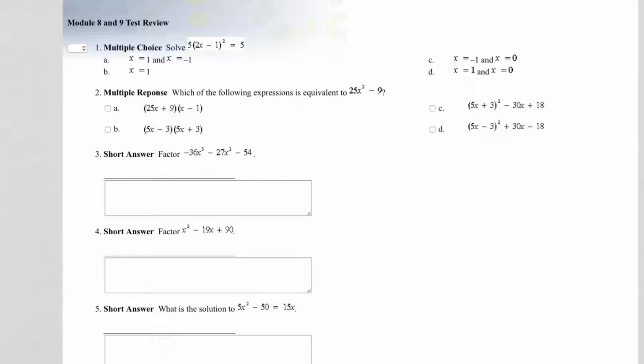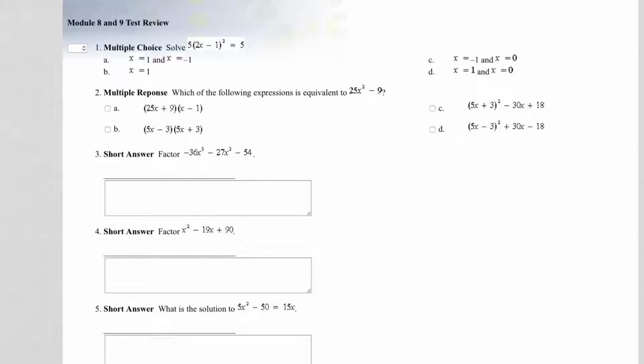Remember what I said. Make sure you identify the difference between multiple choice and multiple response, right? Multiple choice means choose one. Multiple response, like number 2 here, means choose as many as you think are correct. Okay, so let's start with the first one, multiple choice.